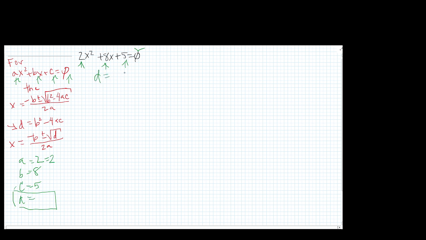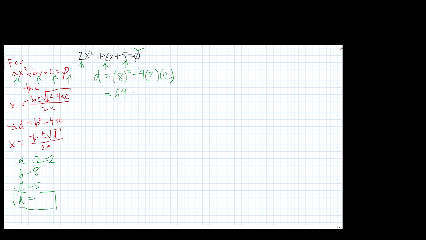D is equal to b squared, let's put our parentheses, minus 4ac, and your b is 8, and your a is 2, and your c. Okay, so now I'm believing that 8 times 8 is 64. We will double check our math right now. And I left a c here.